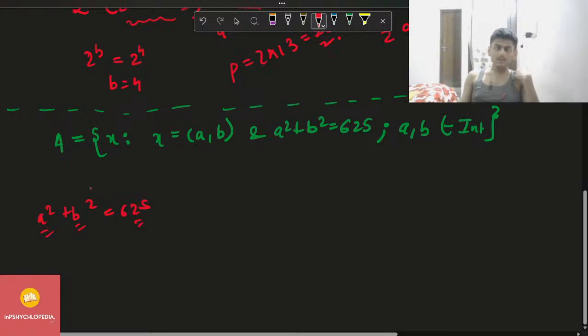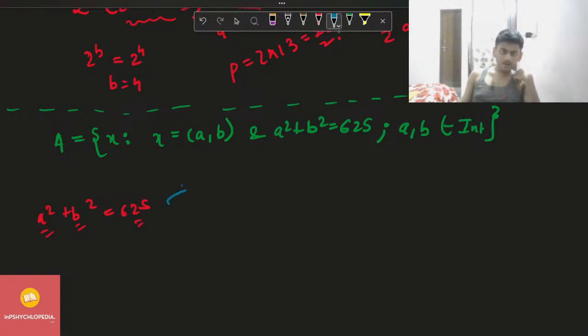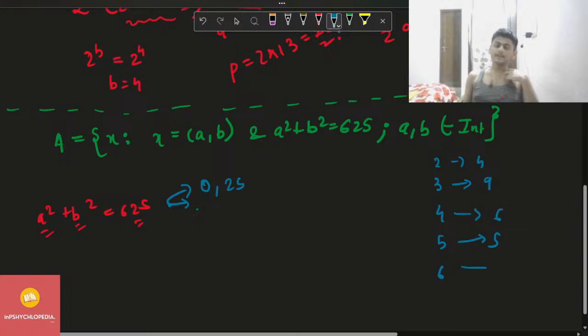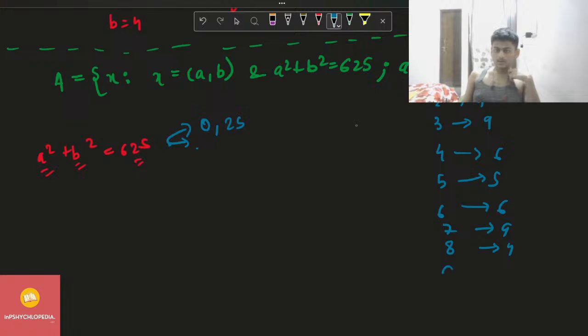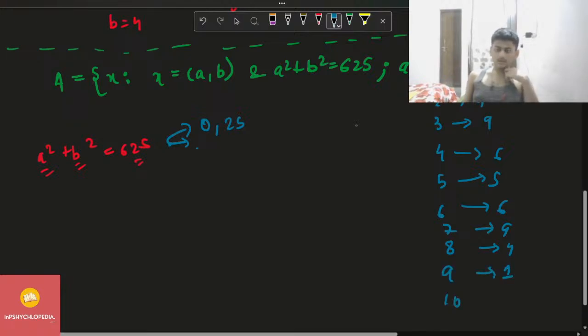So firstly, 625 is simply 25 squared, so 0 and 25 I can see right now. Then which ones to check? Every number ending with 2 will give a square ending with 4. 3 gives 9, 4 gives 6, 5 gives 5, 6 gives 6, 7 gives 9, 8 gives 4, and 9 will give 1, and 10 will give 0, and 1 will give 1 obviously.